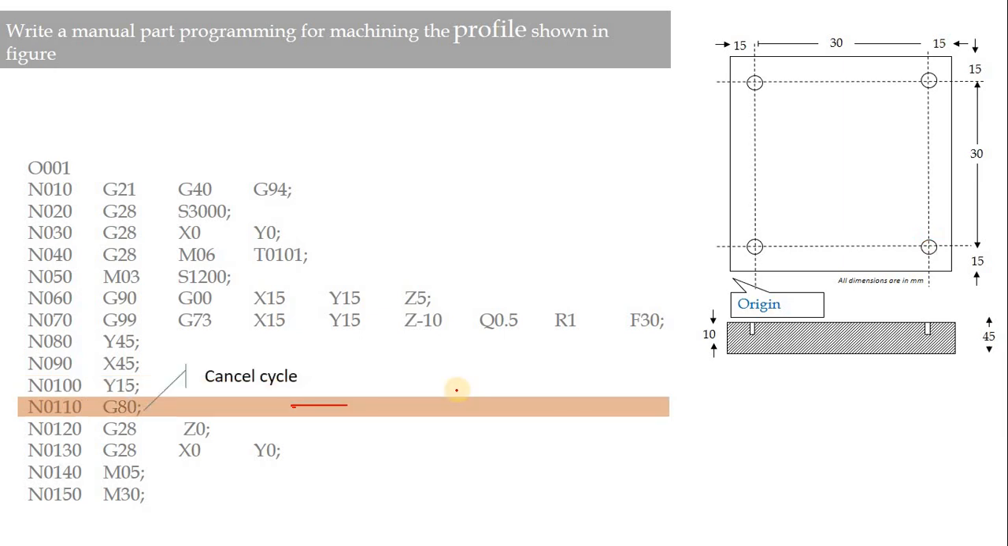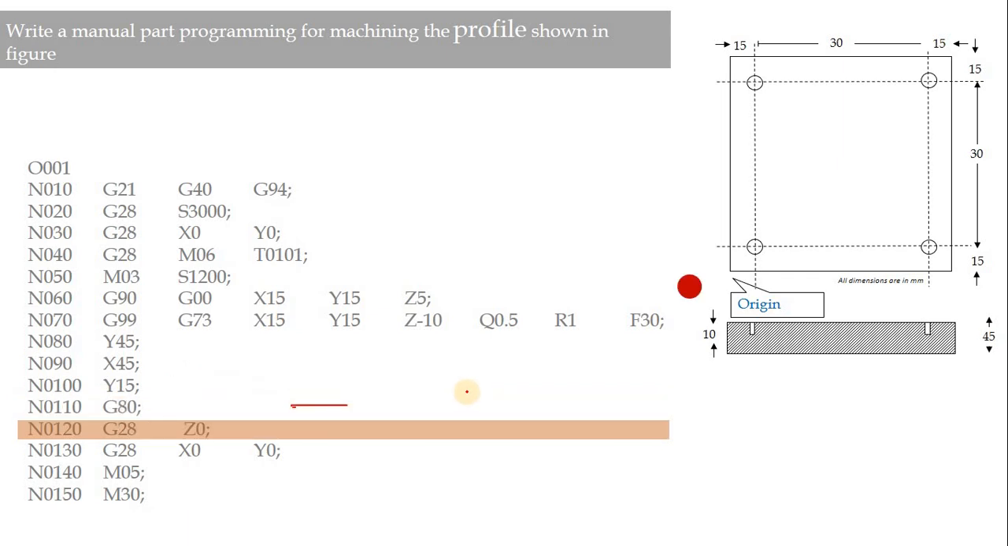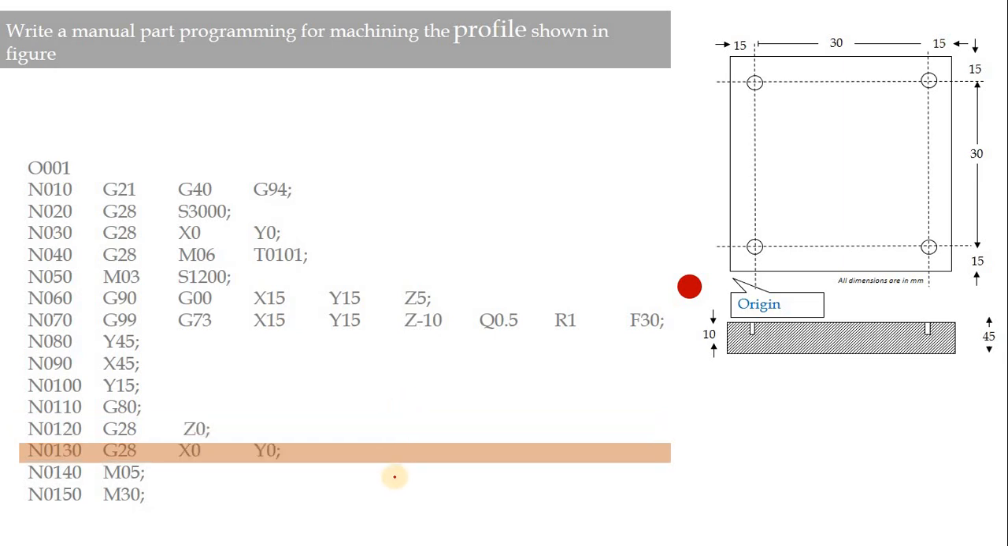After that, using the G80 code, we ask the canned cycle to stop. After that, we ask the tool to go to the home position. Remember, this home position is quite different from the home position of a work component. To avoid collisions during machining operations, all machines have a home position. So we are asking the tool to go to the home position, that is Z0. Similarly, we are asking the tool to go to X0 and Y0.